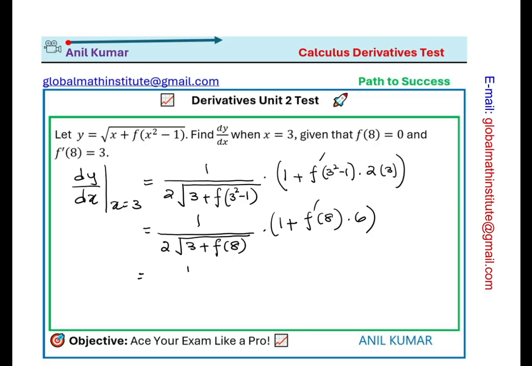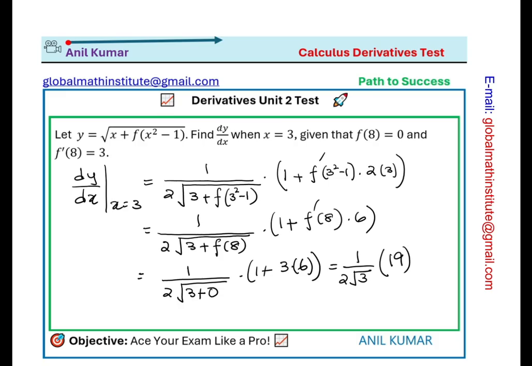f of 8 is 0. Times 1 plus f prime of 8 is 3. Let's put brackets here. That's better. So we get our answer, which is 1 over 2 square root 3 times 1 plus 18, which is 19. Correct? So there we go.